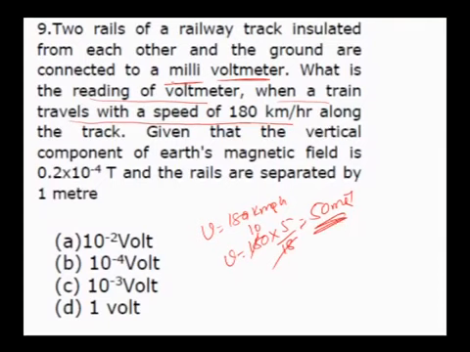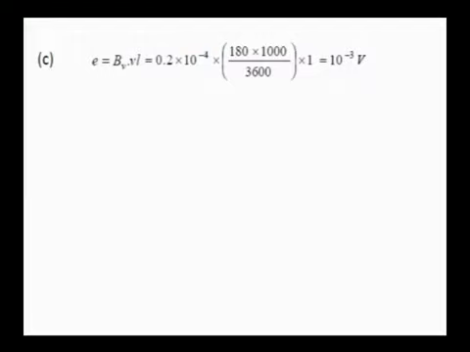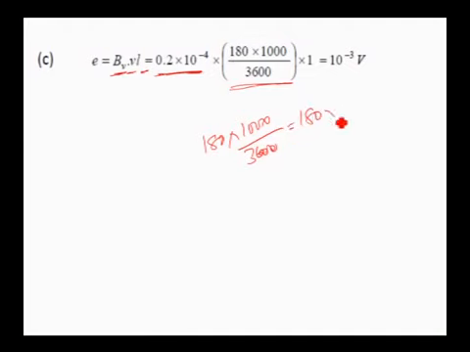This is the speed. Given the vertical component of the magnetic field is 0.2 into 10 power minus 4 Tesla, and the rail separation is 1 meter. This is similar to the motional EMF, where B into V into L. This is the magnetic field, and velocity is converted here 180 into 1000 by 3600. See, 180 into 1000 divided by 3600 is similar to 180 into 5 by 18.